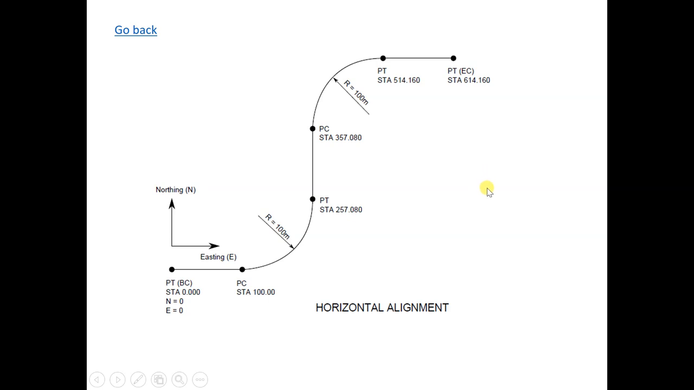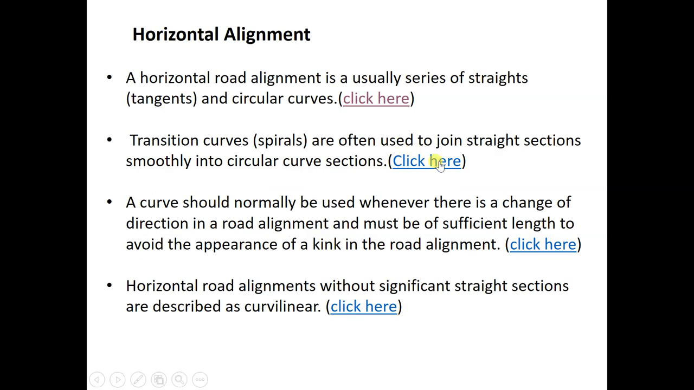Seldom do we have places where it is really flat. Like in some part of Australia, from I think Adelaide to Perth, you have a long stretch of straights. Otherwise, you might be having the straight for only a few kilometers at most. And then there will be some curvature.